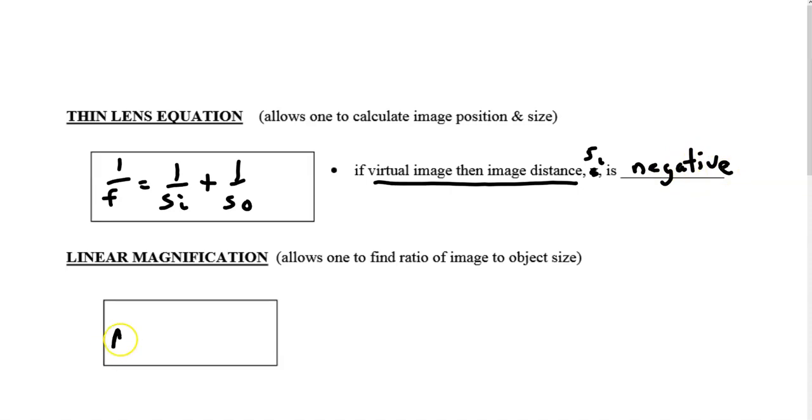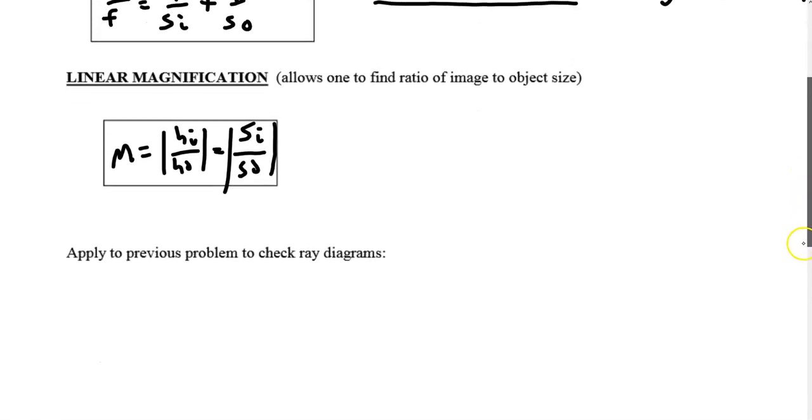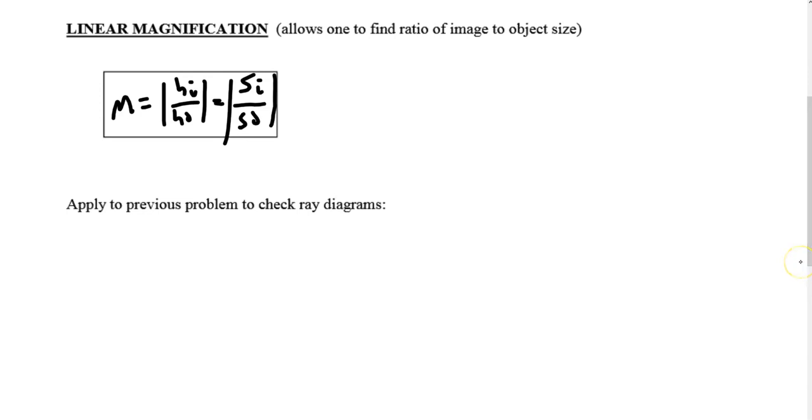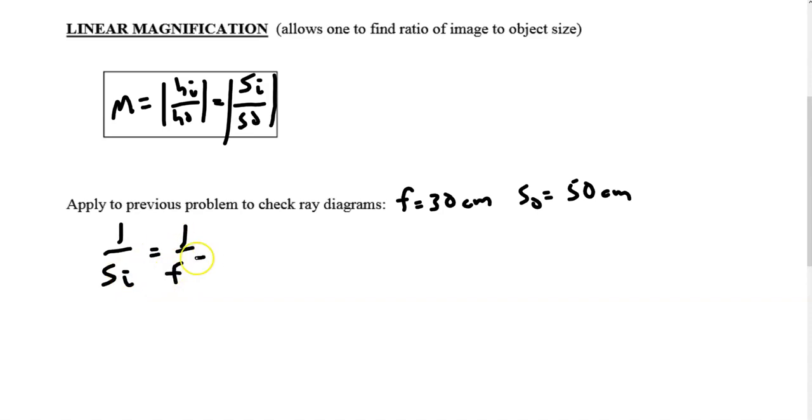And linear magnification, again, is the absolute value of h_i over h_o, which is the absolute value of s_i over s_o. So let's apply this to the problem I just did using the ray diagram, and check the ray diagrams. If you recall, f was 30 centimeters and s_o was 50 centimeters. So let's see what magnification we get and where the image distance is. I'm going to just solve for image distance. 1 over s_i equals 1 over f minus 1 over the object distance, which is 1/30th minus 1/50th.